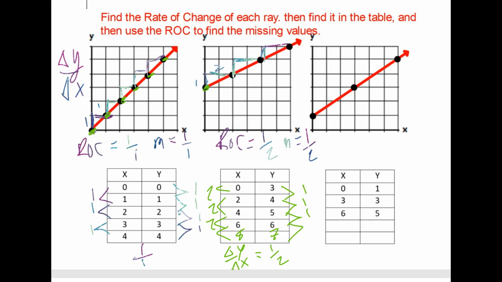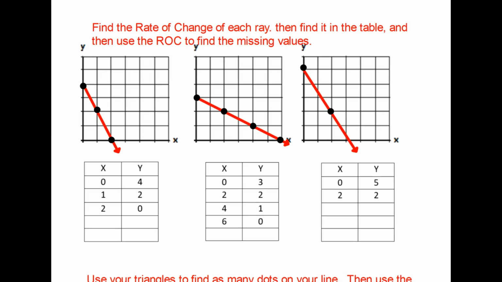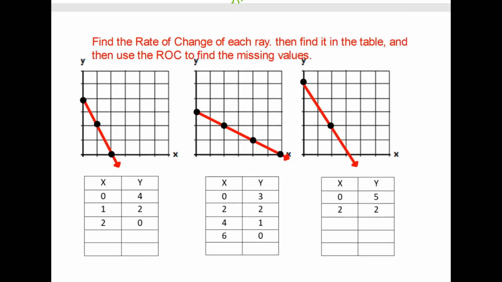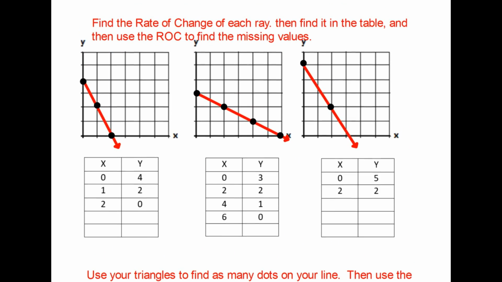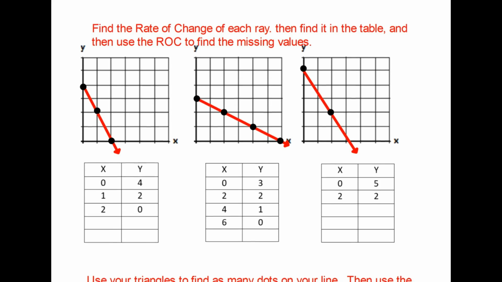All right, so I'm going to save the next one for you to do on your own, because I'm making that the homework. I wasn't going to do that, but what I don't do in the notes becomes the homework. All right. So this one says find the rate of change of each ray, then find it in the table, and then use the rate to find the missing values. All right, so the rate of change, or the slope, same thing, is the change.